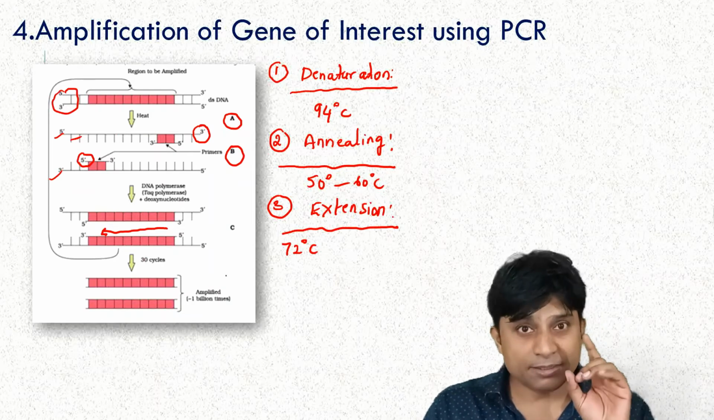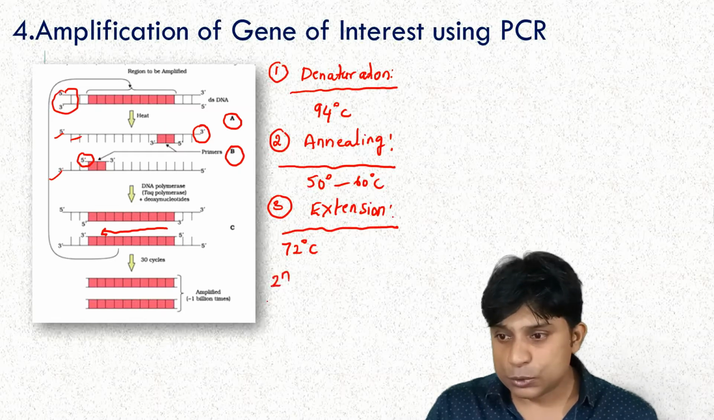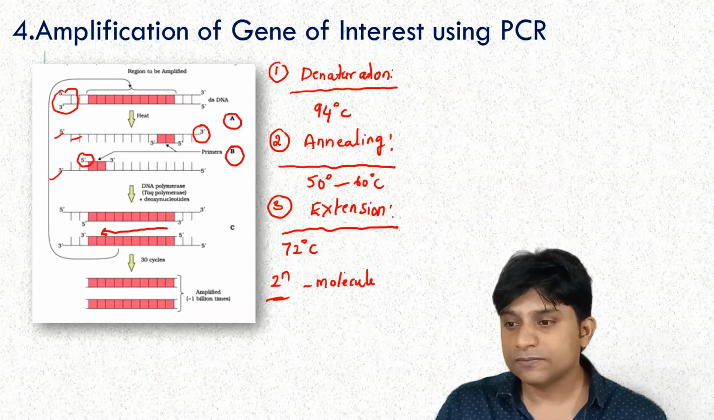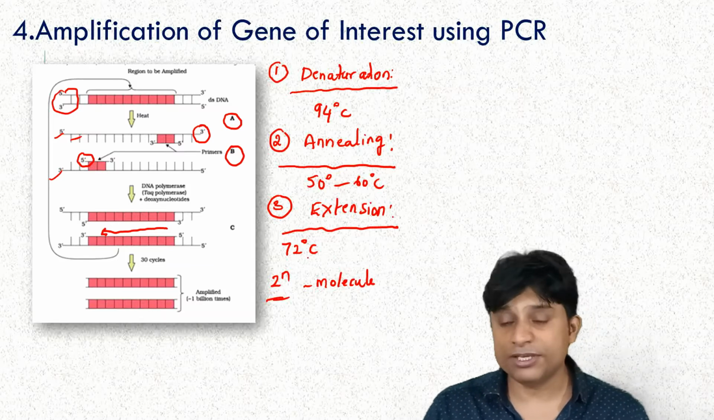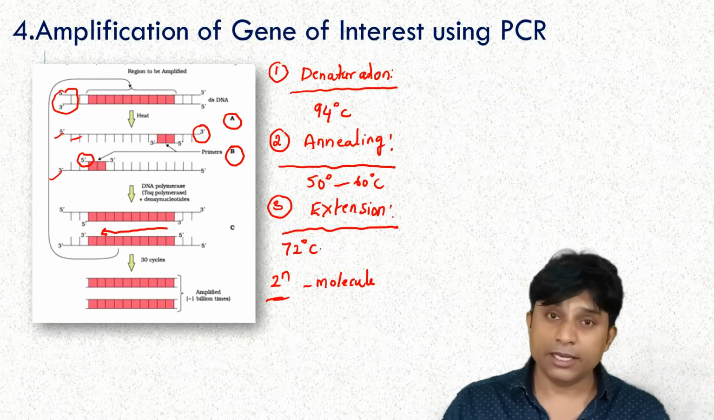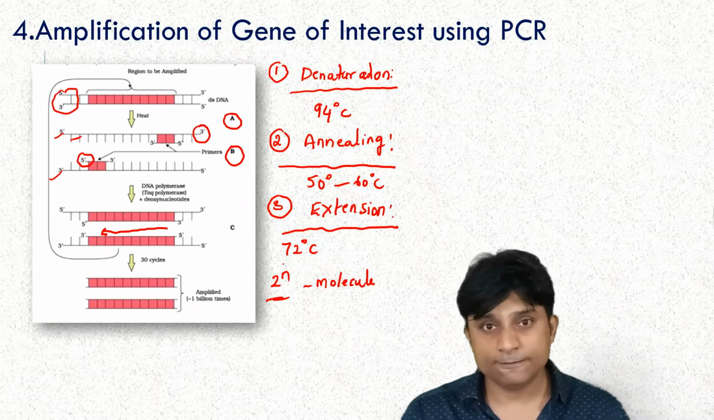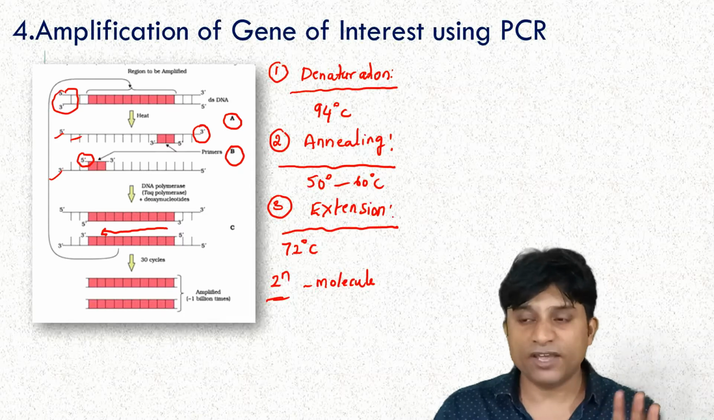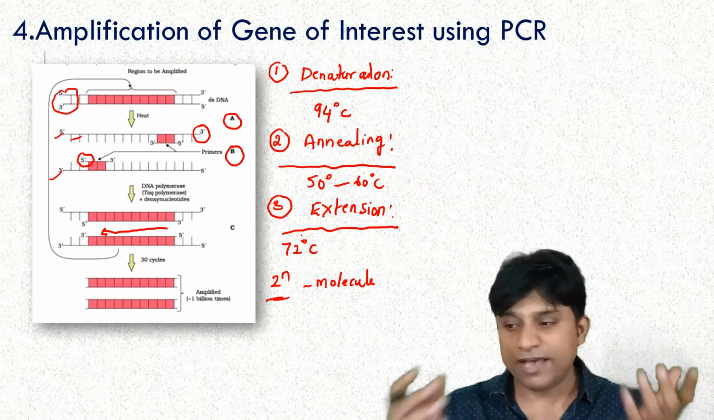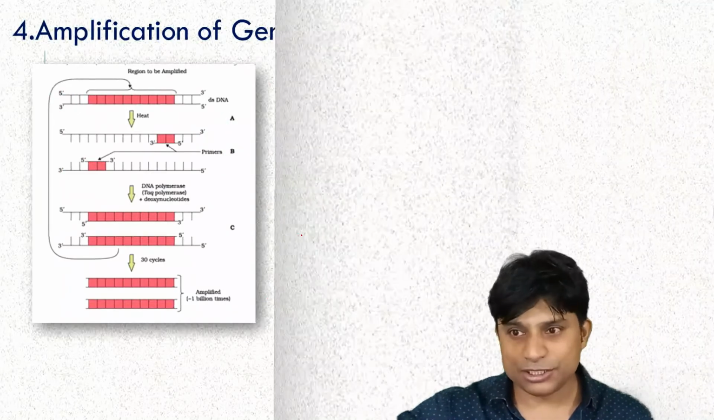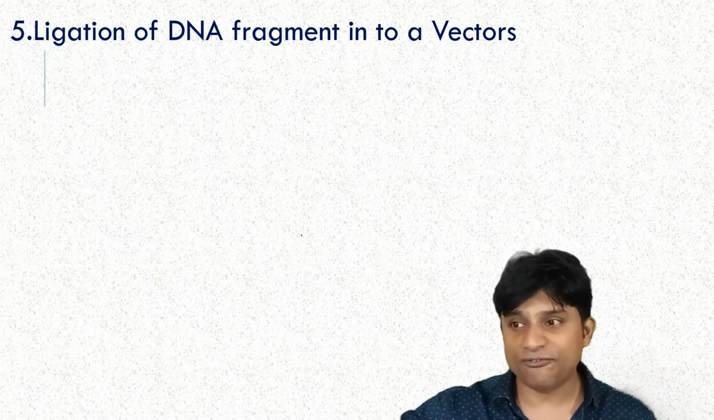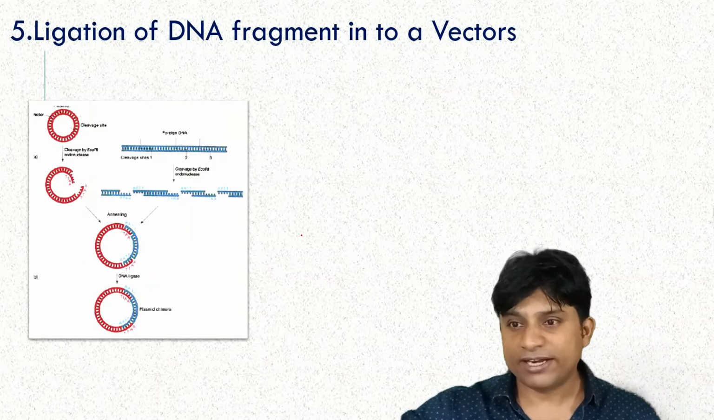Like this, we can multiply DNA into 2 to the power n number of molecules. That means after 30 cycles, we can make 1 billion copies. So this is the amplification of a gene of interest using PCR. Fine. Now we have amplified our gene of interest, our desired gene. Next is ligation of our DNA fragments into a vector.